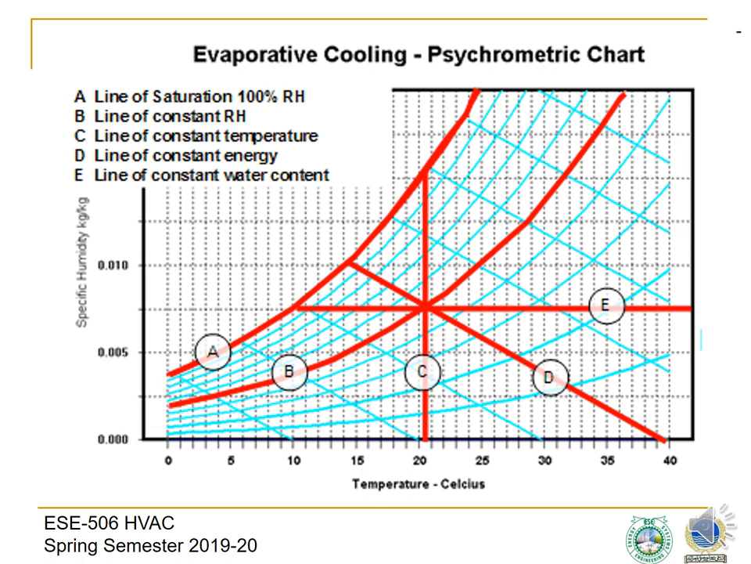Then D is the line of constant energy because this line is parallel to the enthalpy axis. So all the lines which are parallel to the enthalpy axis will be the constant enthalpy or constant energy lines, and its unit will be kilojoules per kg of dry air. And then E is a line of constant water content, or we can also say line of constant humidity ratio. So all the lines which are in the form of horizontal lines will be the constant water content lines or constant humidity ratio lines.